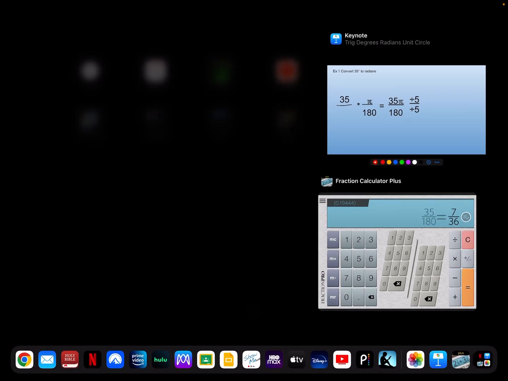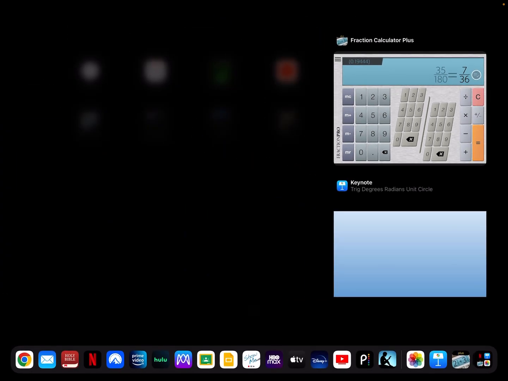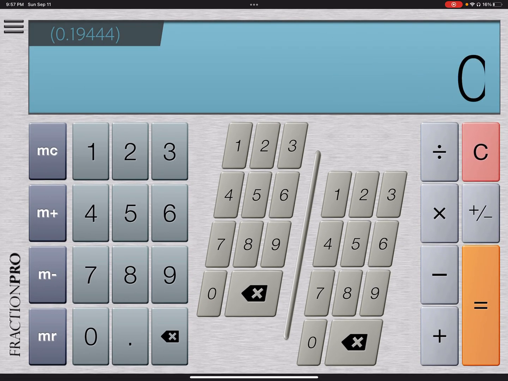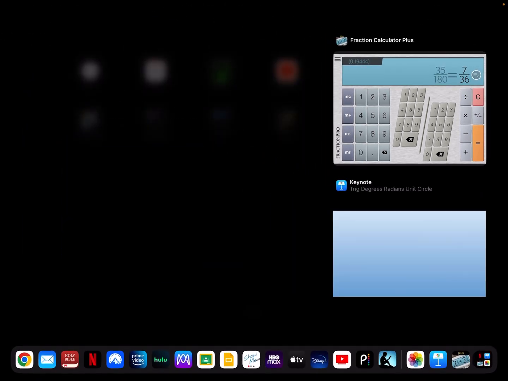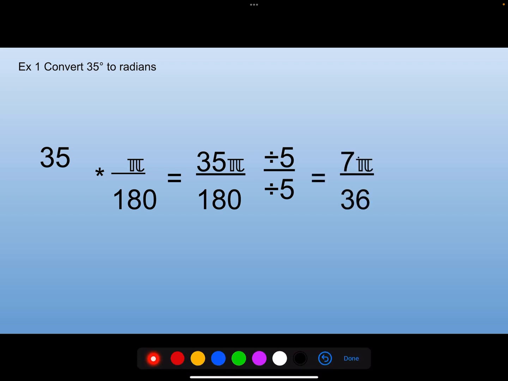For those of you who are just rough with fractions, this is a great app. It's called Fraction Plus or Fraction Pro. So Fraction Calculator Plus is great. Mine's the paid version. Yours doesn't have to be. So if you just put 35 on top, 180 on bottom, press enter, you'll see 7 over 36. So that's a good app to have on your phone. There's a free version with some ads. So here I would get 7 pi over 36 and let the calculator kind of do its work.